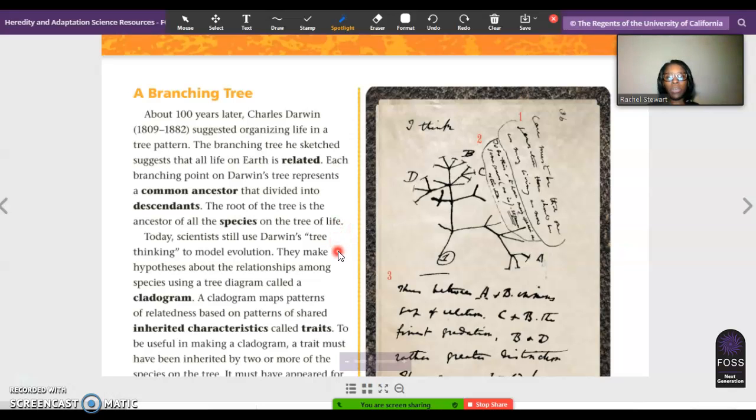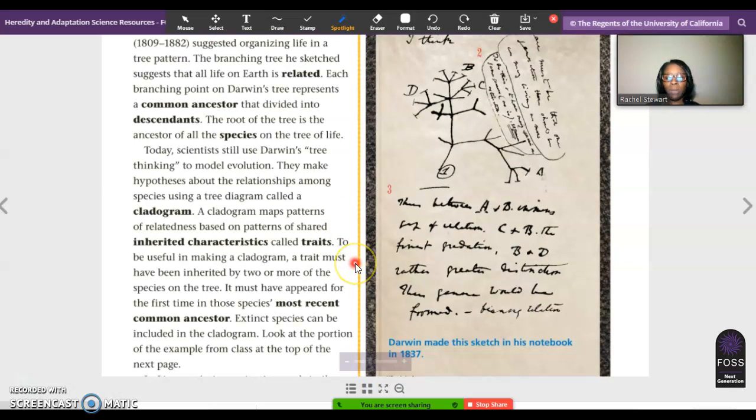Today, scientists still use Darwin's tree thinking to model evolution. They make hypotheses about the relationships among species using a tree diagram called a cladogram. A cladogram maps patterns of relatedness based on patterns of shared inherited characteristics called traits.